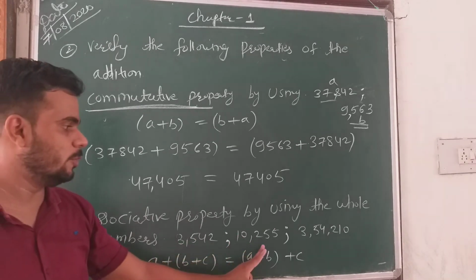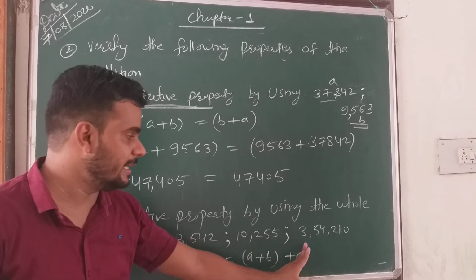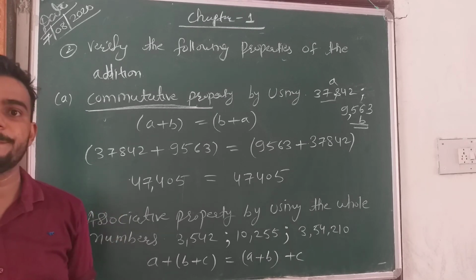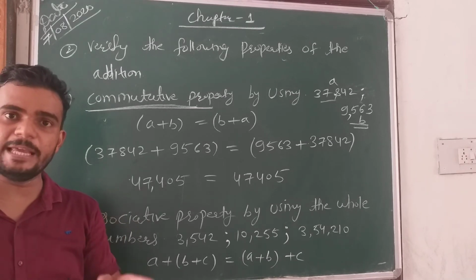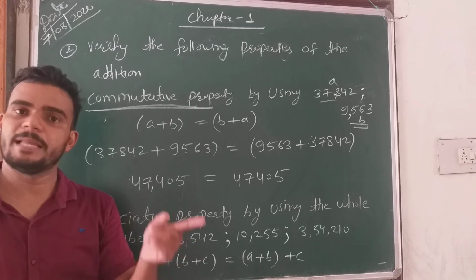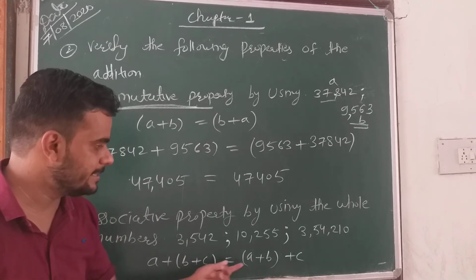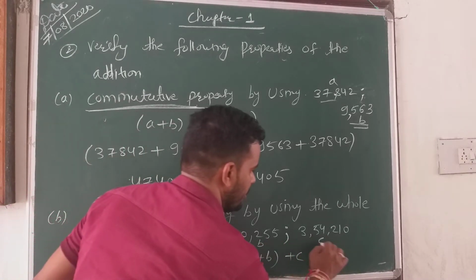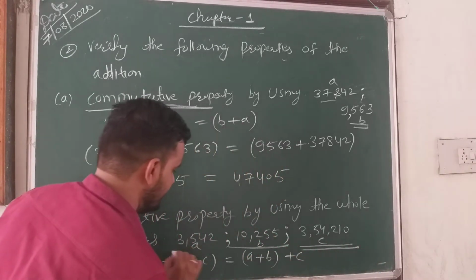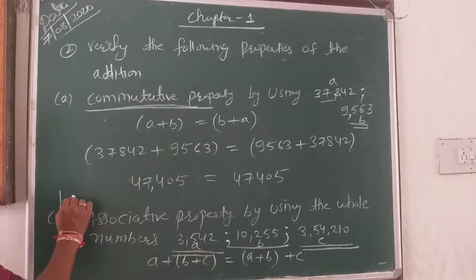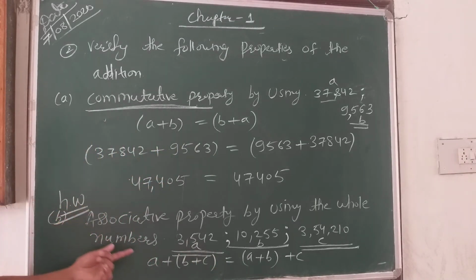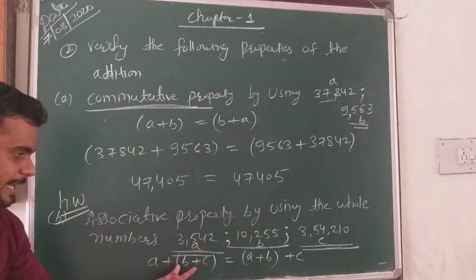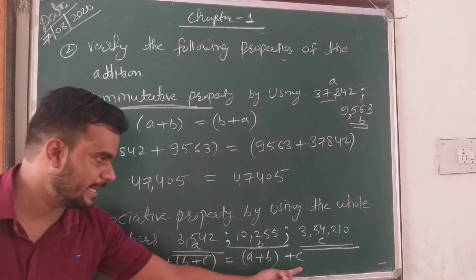Okay, next, the associative property using the whole numbers 3,542, 10,255 and 3,54,210. Then tell me, Sikha, what is the associative property? Yes, very good. If A, B and C are three integers, then A plus (B plus C) is equal to (A plus B) plus C. So this is your A, this is your B and this is your C. Like this, you verify this question at home. This is your homework. Verify like this: A plus (B plus C) equals (A plus B) plus C.